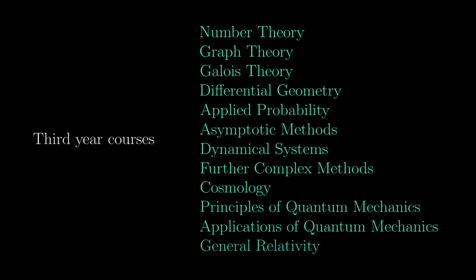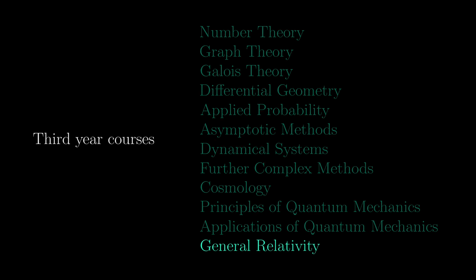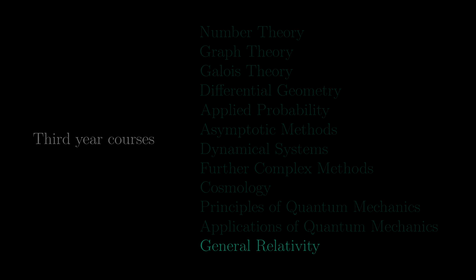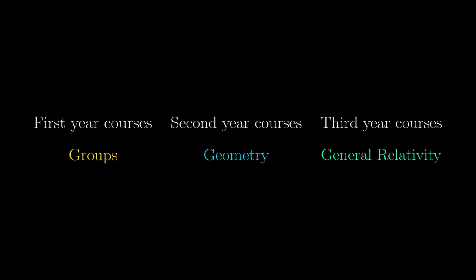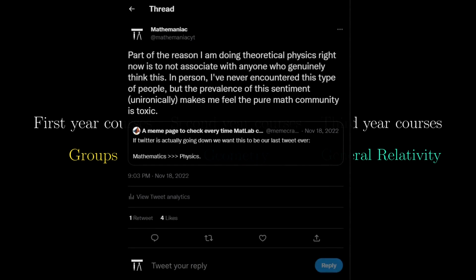My third year courses were still all over the place, including both pure and applied courses. But my favorite is the general relativity course, so applied that it is physics now. So yes, I transitioned from pure math to applied math or theoretical physics. The reasons behind this transition are complicated, but one of them can be found in this Twitter thread that I wrote.